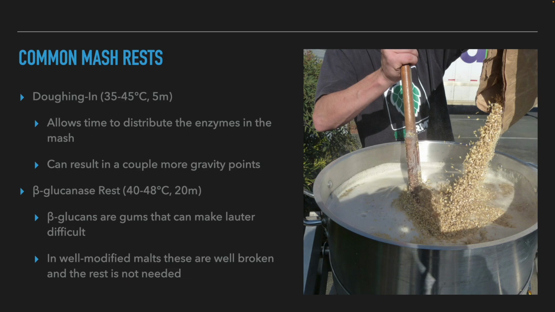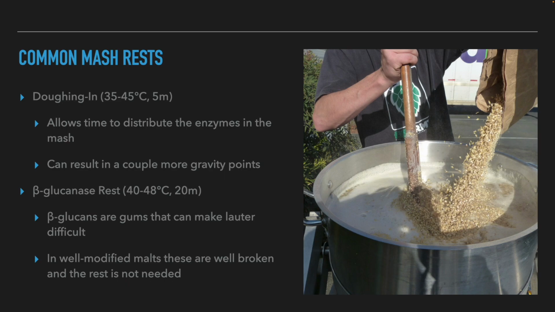The first rest is called doughing in. It is usually done at low temperatures between 35 to 45 degrees Celsius and lasts for about 5 minutes. This step allows time to distribute the malt enzymes evenly through the malt and can result in a couple more gravity points.